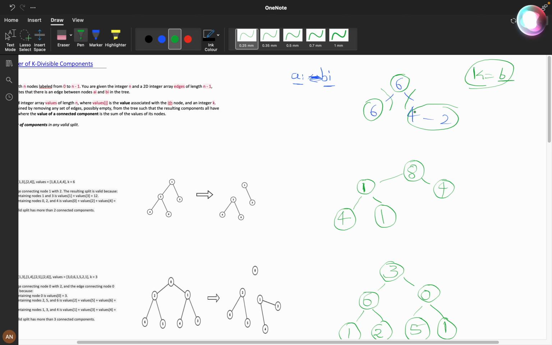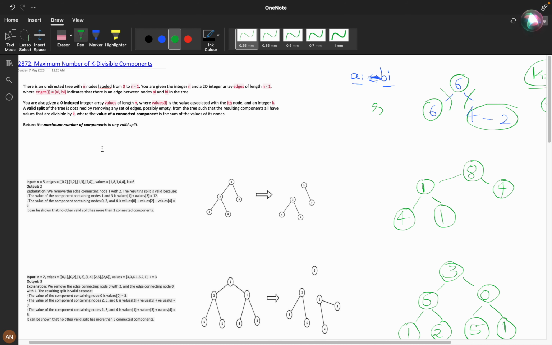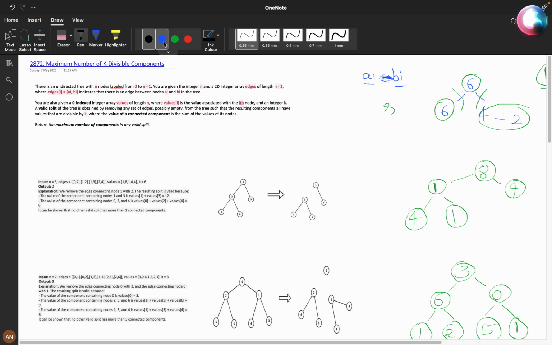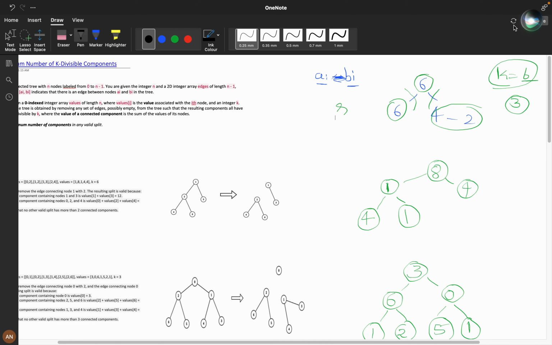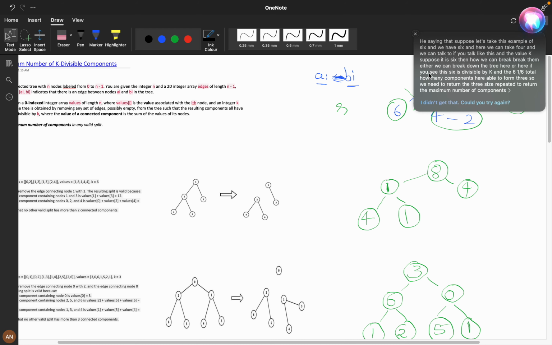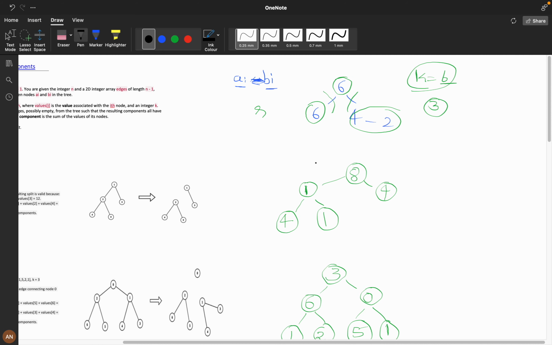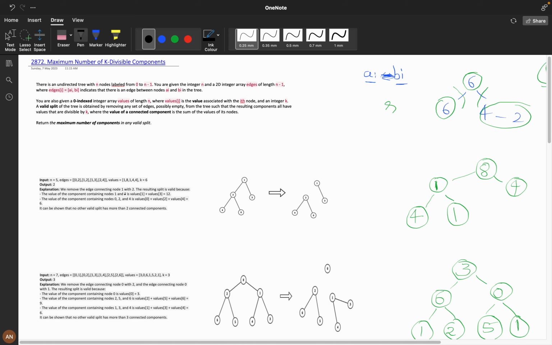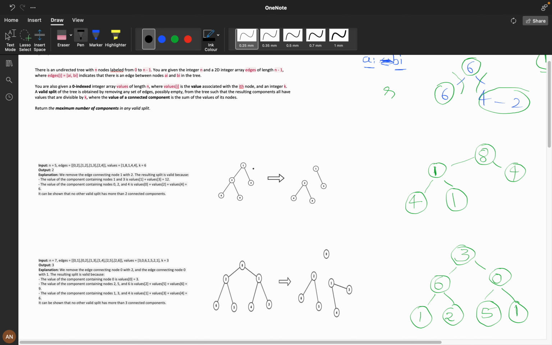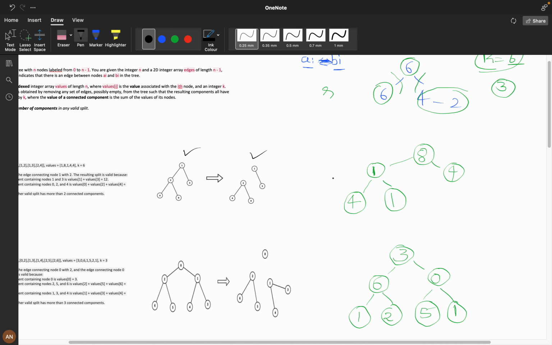In total, how many components are we able to form? 3. So we need to return 3. So we need to return the maximum number of components. And if you observe this, this is the constructed tree, and this is also a constructed tree.